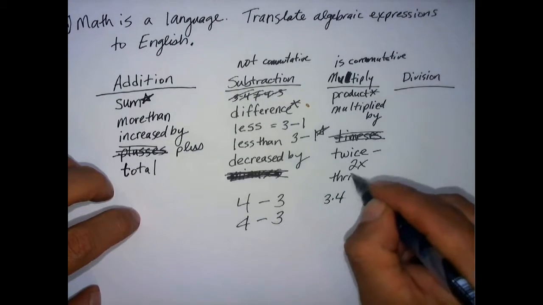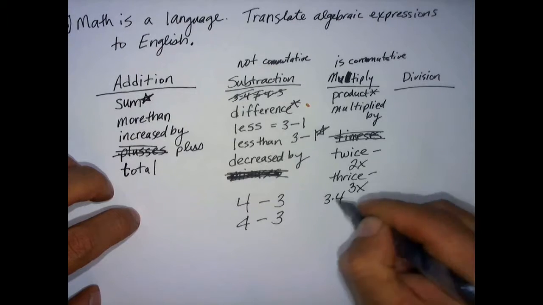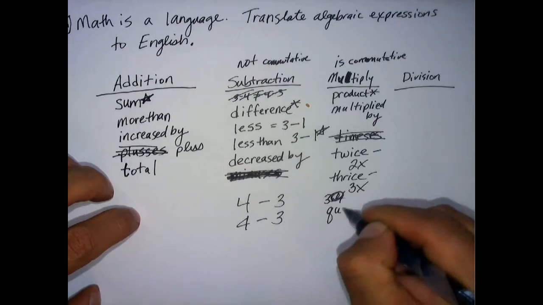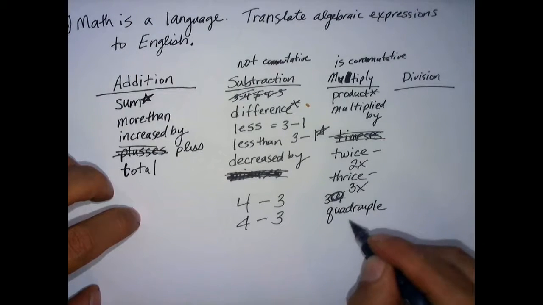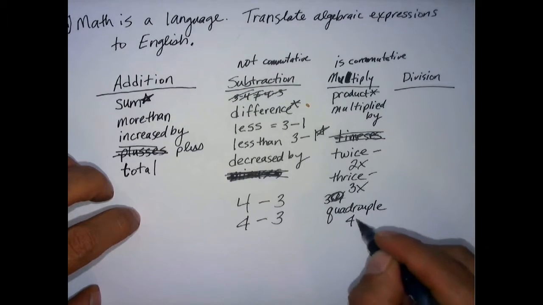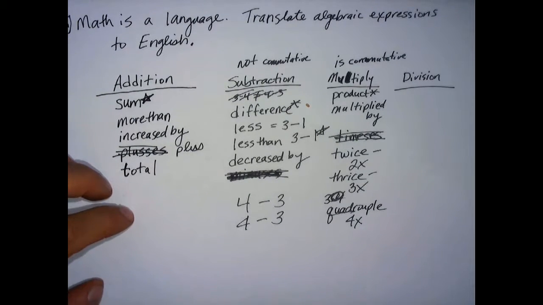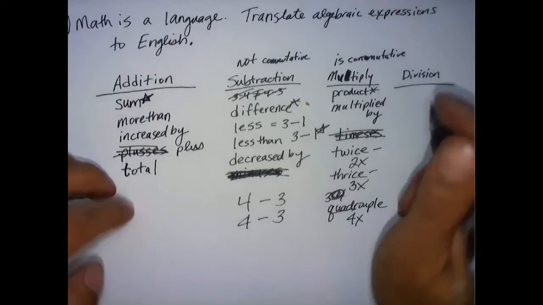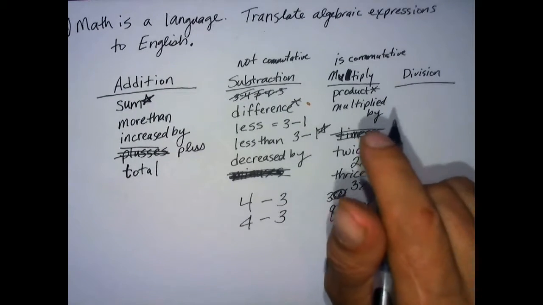Thrice is to multiply by 3. And if you quadruple something, you multiply by 4. Because a quadruped has how many legs? 4. Quad means 4. Don't ask why quadratic equation doesn't have 4 solutions. That's for another day.